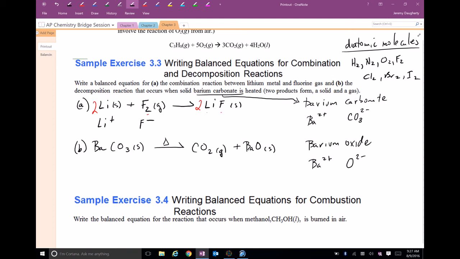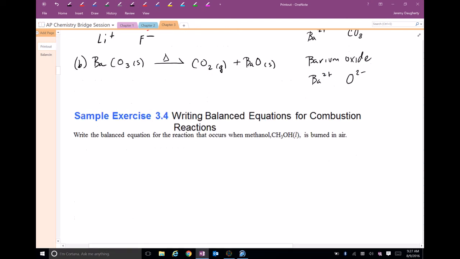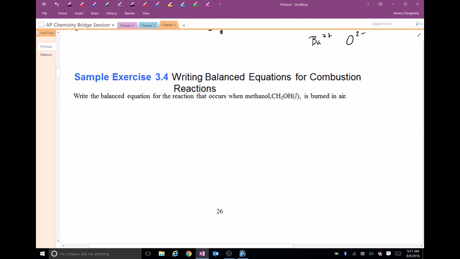Any questions? Again, we don't do a ton of predicting the products, but there's just a couple. Let's try a combustion one. So this is methanol being burned in air. This is going to be CH3OH. It tells you that it's a liquid, so here we have pure methanol. Combustion, burned in air, so it combines with oxygen. And we're going to get from that always carbon dioxide and water.